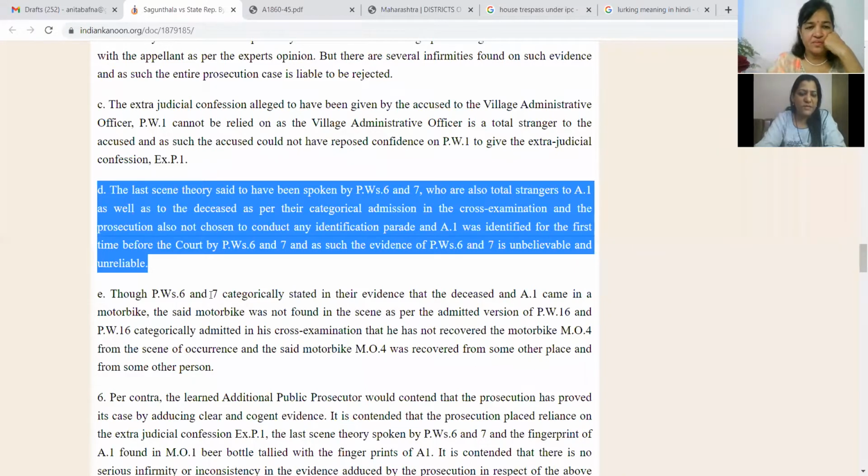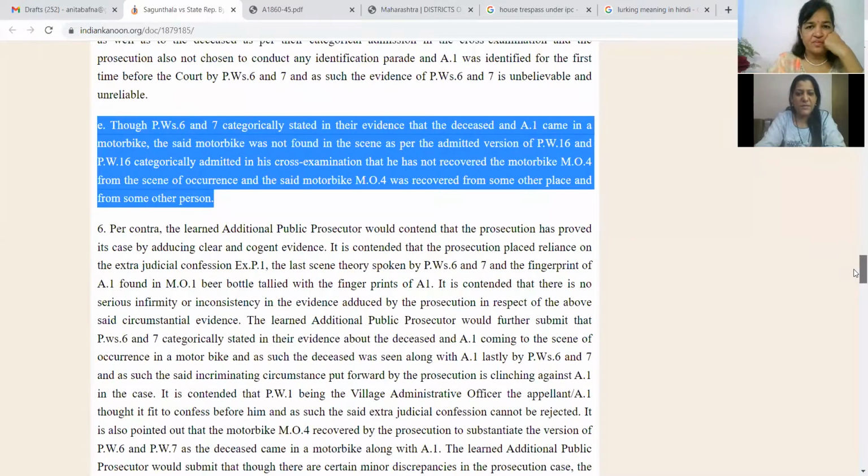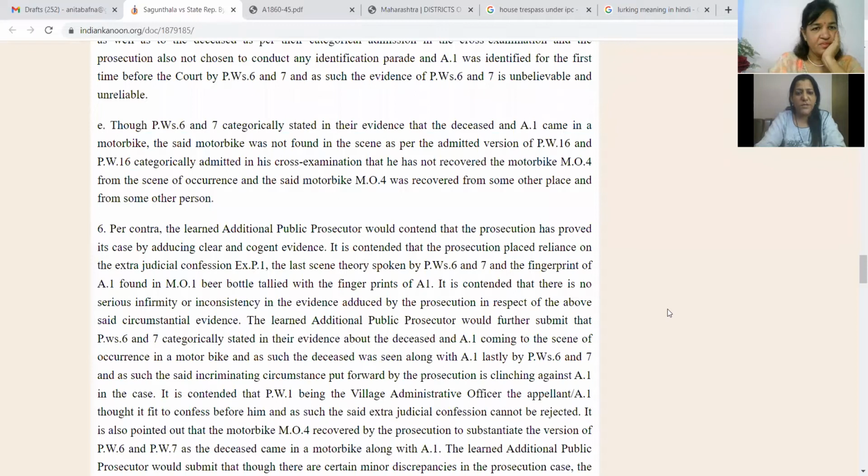Though prosecution witnesses 6 and 7 categorically stated in their evidence that the deceased and accused number 1 came on a motorbike, the said motorbike was not found at the scene as per the admitted version of prosecution witness 16, and prosecution witness 16 categorically admitted in his cross-examination that he has not recovered the motorbike, material object 4, from the scene of occurrence, and the said motorbike, material object 4, was recovered from some other place and from some other person.